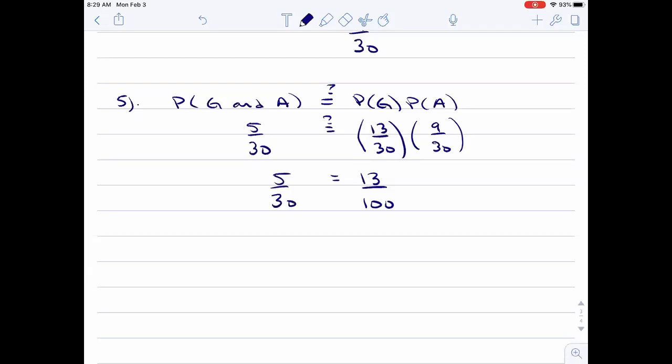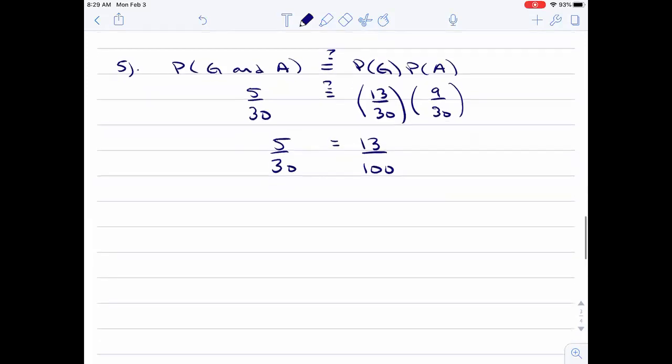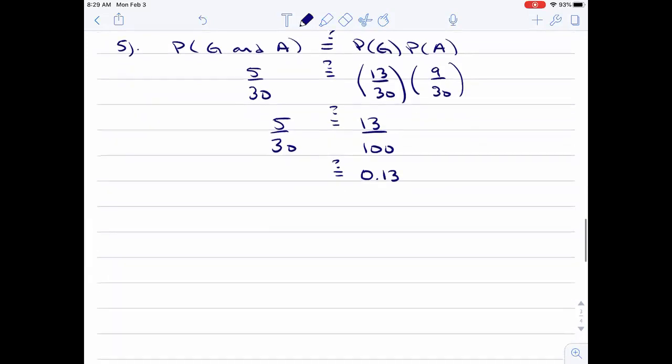5 over 30, kind of hard to tell, right? So I'm going to convert to decimal places. And so here I get, keep my question mark on there, 0.13 and 5 over 30 is 0.166 repeating. Now I know that those two are not the same, so I don't need that question mark anymore. And I'll say that they're not equal to each other.